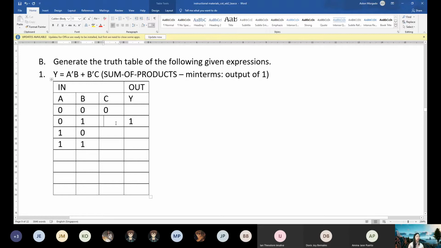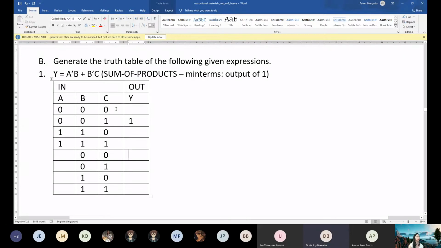Okay. So sabi natin, the MSB follows the 0101 pattern. So we have 01 repeated, 01, 01, 01, 01. Then for B, 0 and 1 repeated twice. So we repeat 0 twice, then 1 twice, then 0, 0 twice, then 1, 1 twice. Then for the third column, 2 to the 2 is 4, so 4 times we repeat the 0, followed by 4 ones. So binary sequence 000, 001, 010, 011, 100, 101, 110, 111.